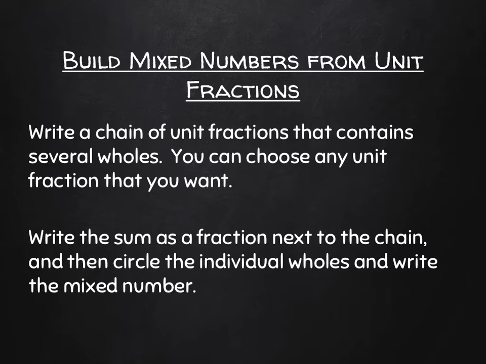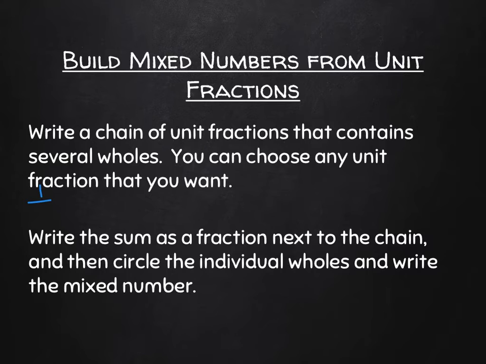The directions here say to write a chain of unit fractions that contains several wholes. You can choose any unit fraction that you want. You are supposed to write the sum as a fraction next to the chain and then circle the individual wholes and write the mixed number. Pause the slideshow and try this out on your own. If you really have no idea, then watch me do a model, then pause it and try one on your own. I'm going to use the unit fraction of 1/4.